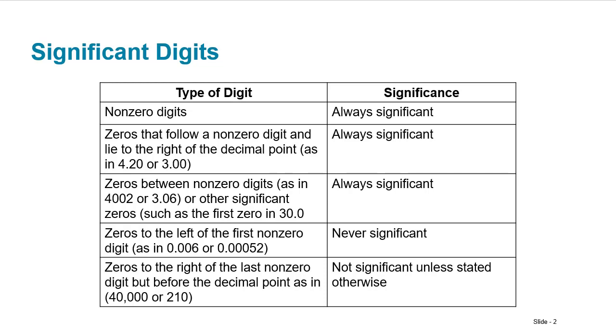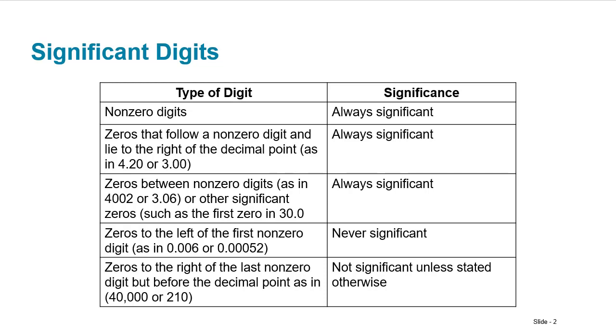Non-zero digits are always significant, right? So anything other than zero, we need to keep track of. Zeros that follow a non-zero digit and lie to the right of the decimal place, as in 4.20 and 3.00, are also always significant. Zeros between non-zero digits, as in 4002 or 3.06, or other significant zeros such as the first zero in 30.0, are always significant.